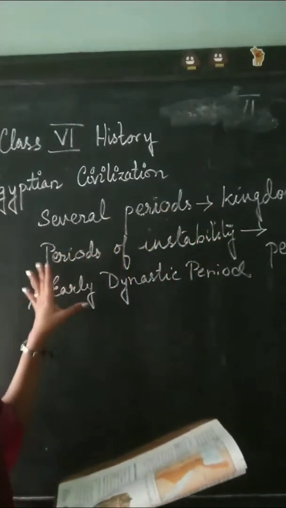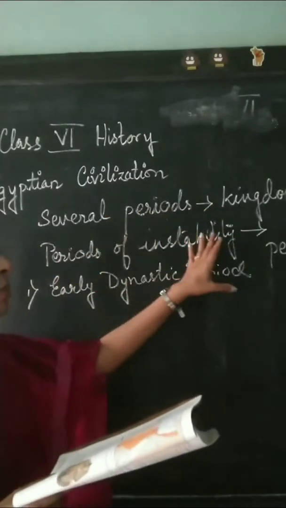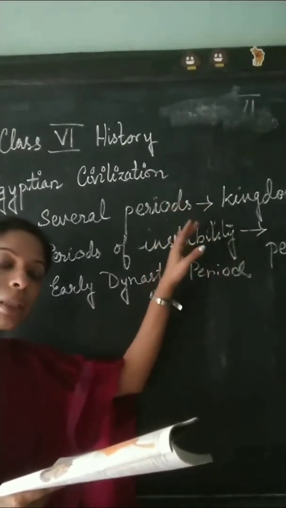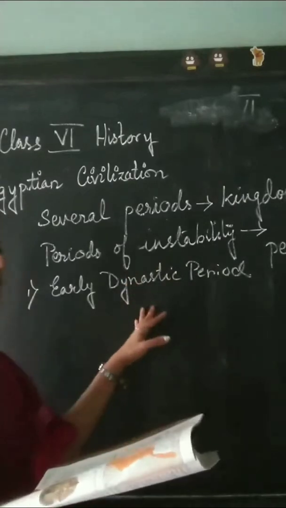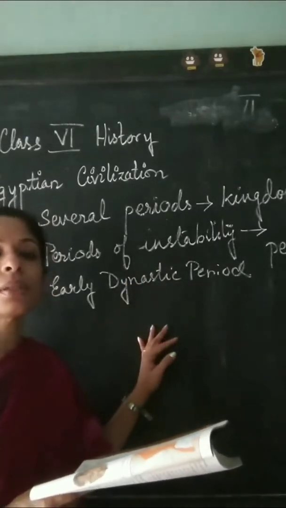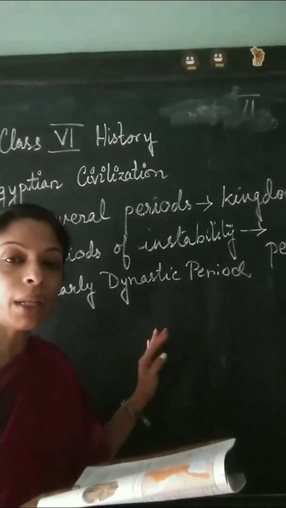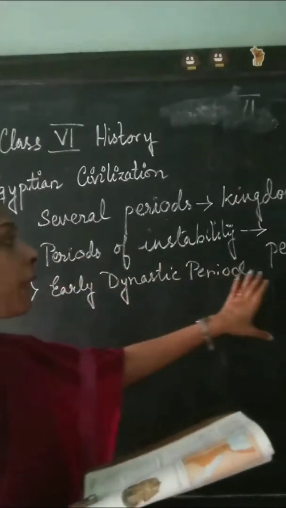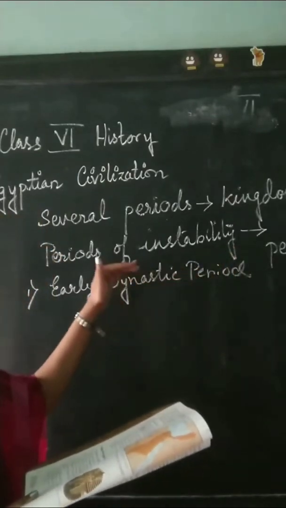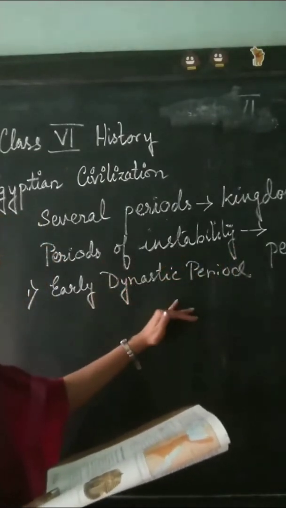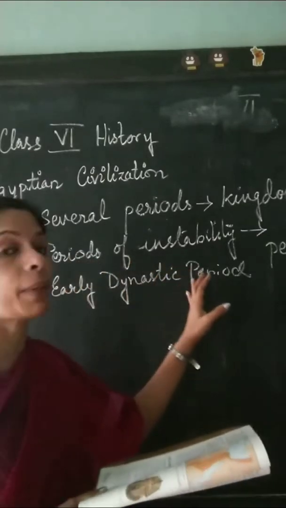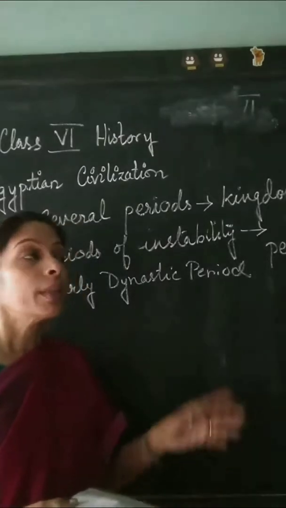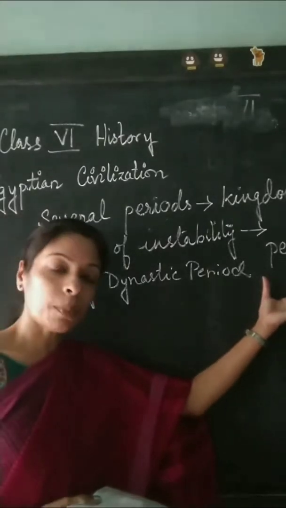During the time of the kingdoms, there was stability in the Egyptian civilization. Stability means there were proper laws in the kingdoms. People were well looked after. There were no such problems. But in between, the intermediate period, that is, in between the kingdoms, we find that there were periods of instability. That is, there were no laws and people's lives were not secure, and so this has been termed the intermediate period.